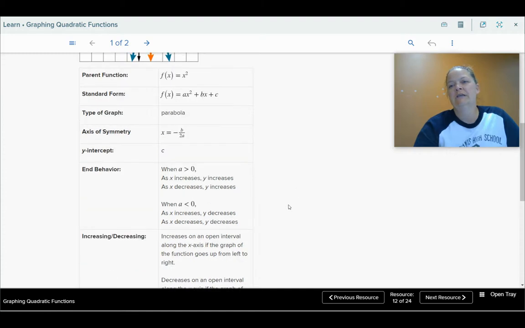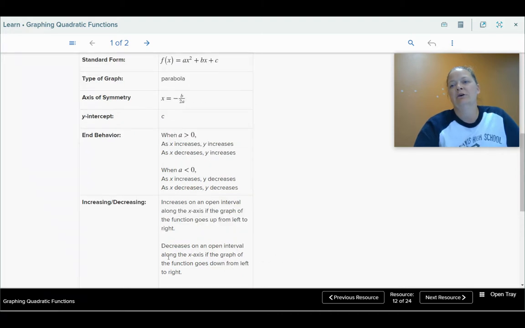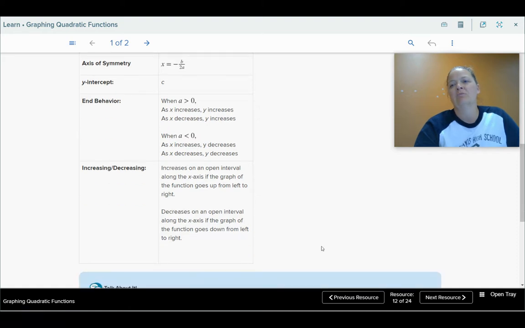Increasing and decreasing. Increases on an open interval along the x-axis if the graph of the function goes up from left to right. Decreases on an open interval along the x-axis if the graph of the function goes down from left to right. We'll discuss that more later.